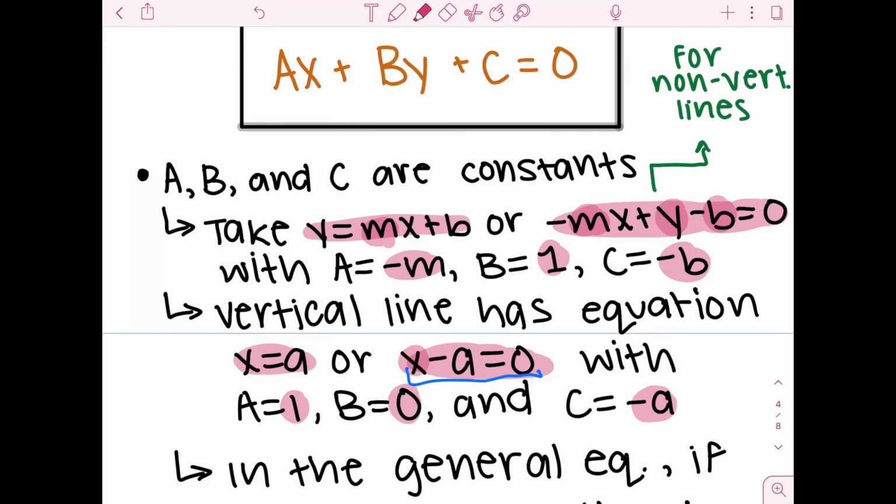And then c is equal to negative a. Negative a here is going to act like the constant in the general equation. So negative a will be the quote-unquote third term, meaning that it's going to be the constant. So c is equal to negative a.